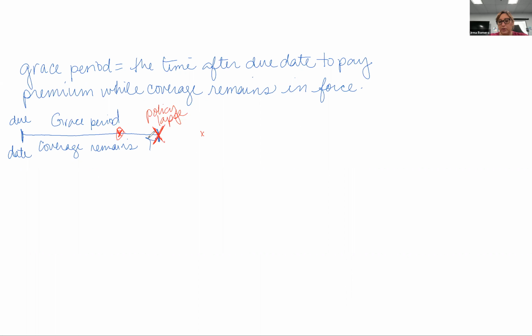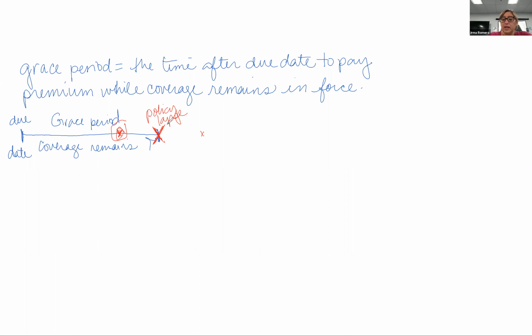You have to pay, even though you were late and you missed the grace period, they paid a claim. So because they paid a claim, you still owe the premium for that time period. Does that make sense? Even though the policy lapsed back here. So again, coverage remains in force during the grace period. You're still going to be responsible for paying that premium.